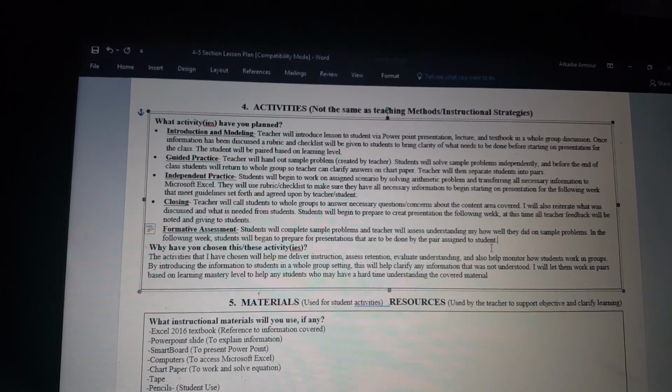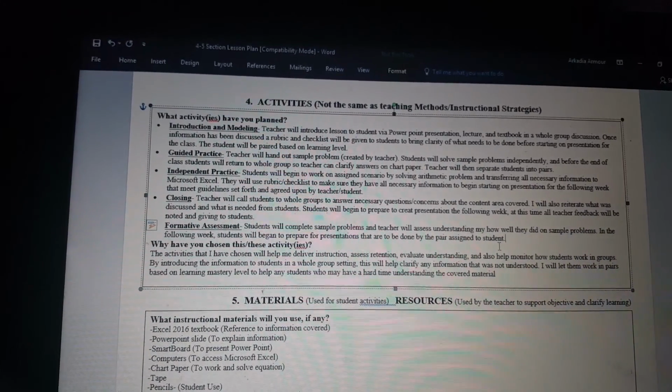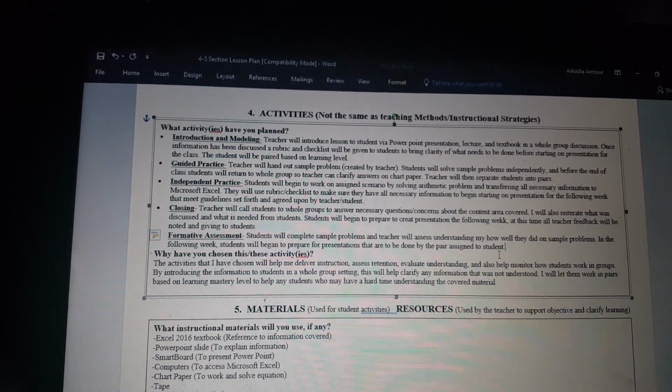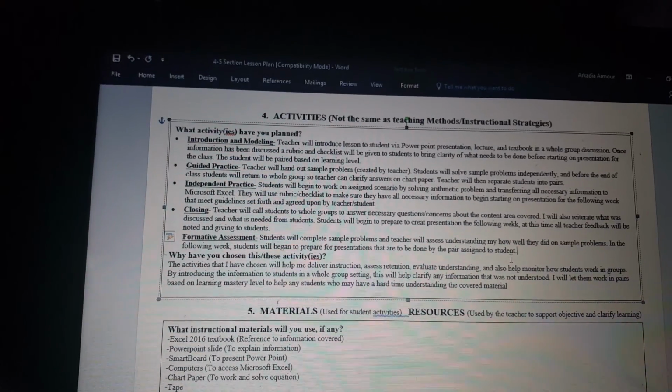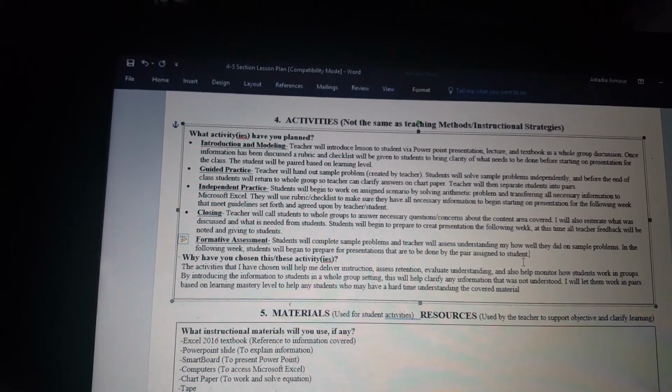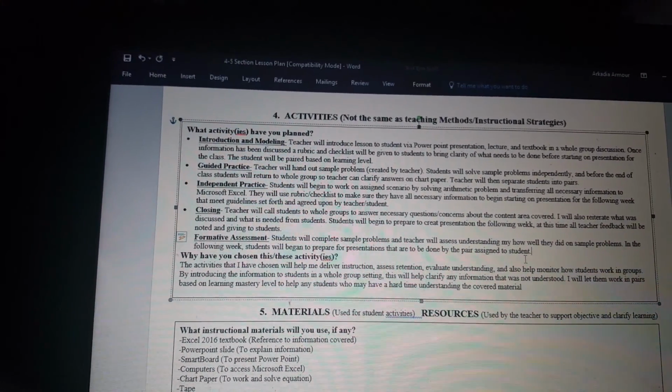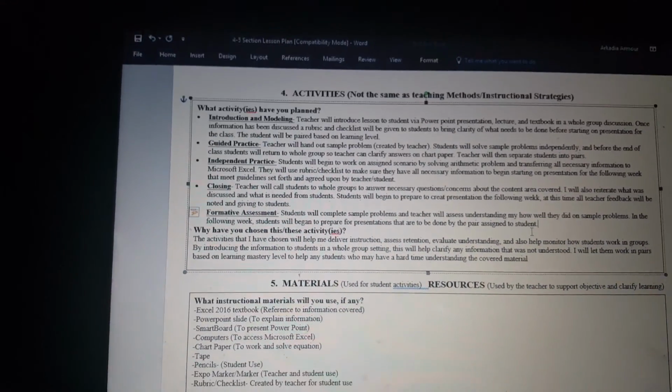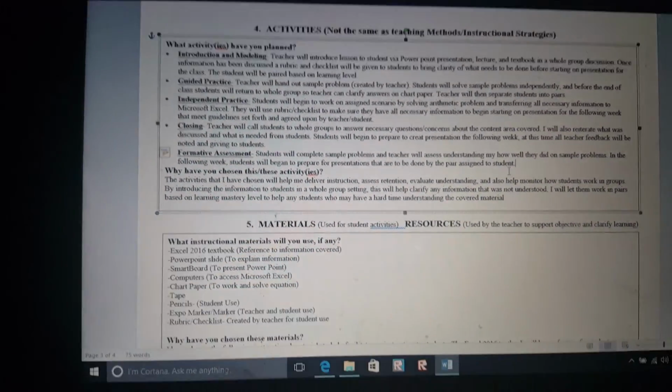Formative assessment. Students will complete sample problems and the teacher will assess understanding, how well they did on the sample problems, in the following week. Students will begin to prepare for presentations that are to be done by the peer assigned to the student. Why have you chosen this activity?